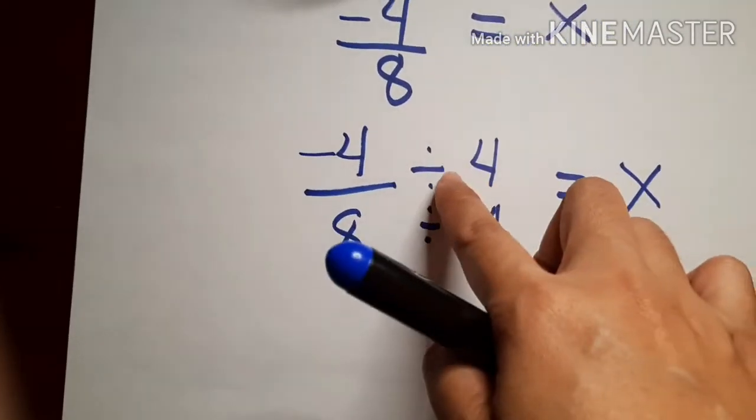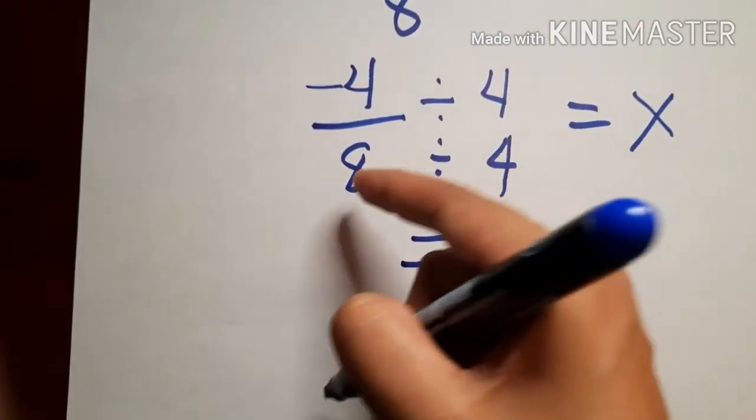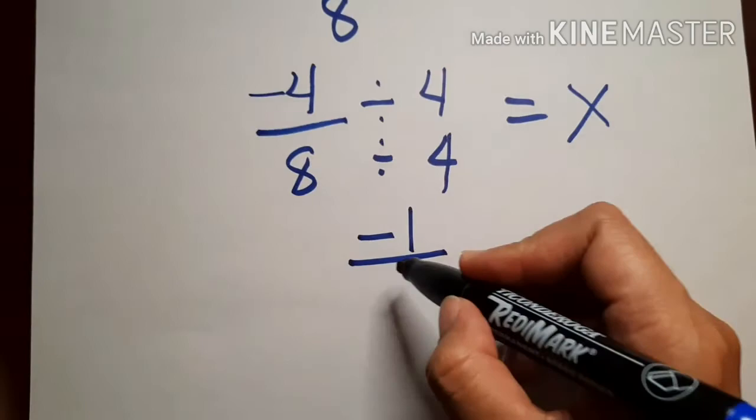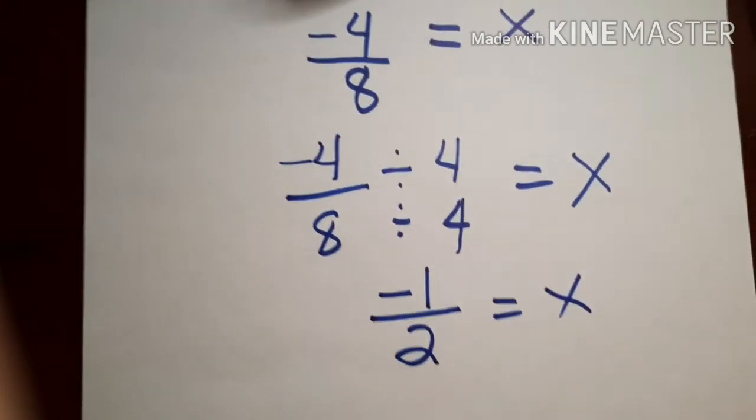And what's negative 4 divided by 4? That would give us negative 1. And what's 8 divided by 4? That would give us 2. So what's x now? That's negative 1/2.